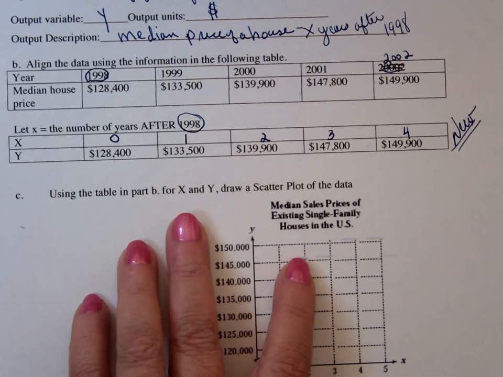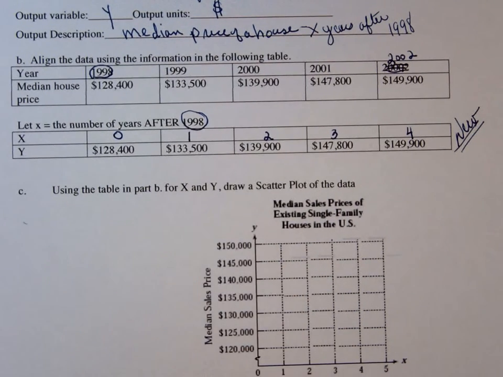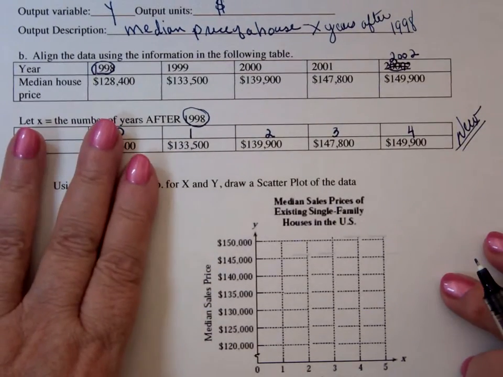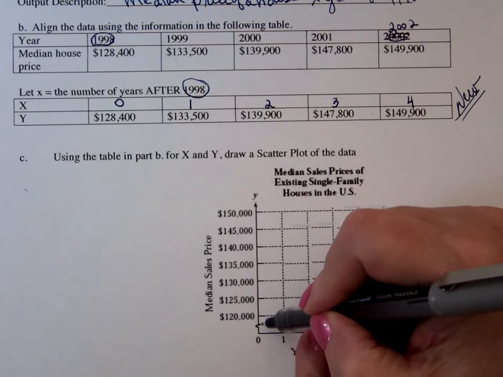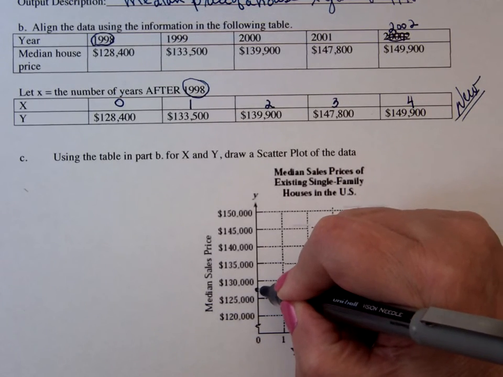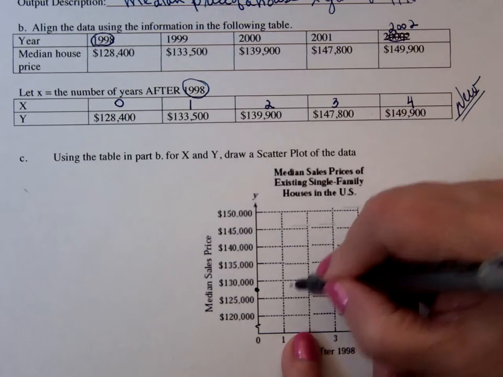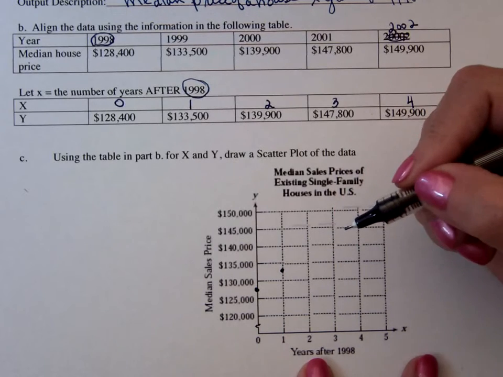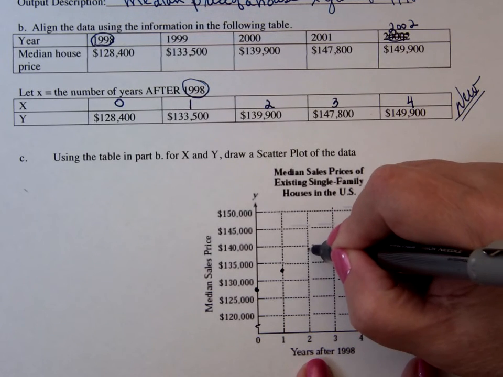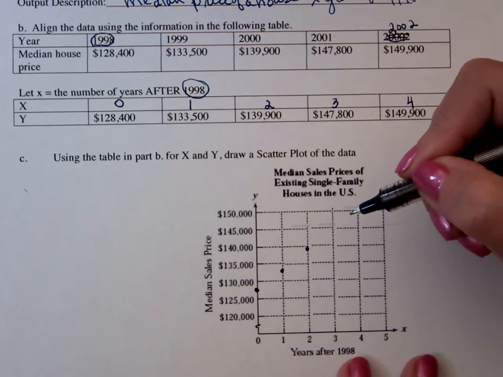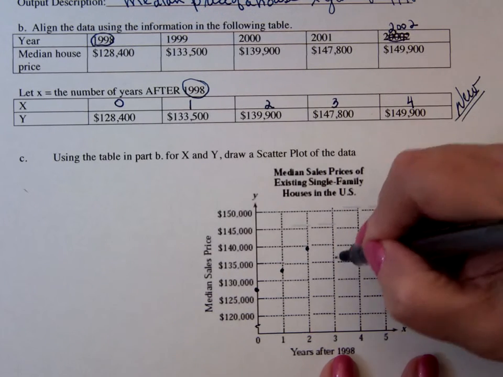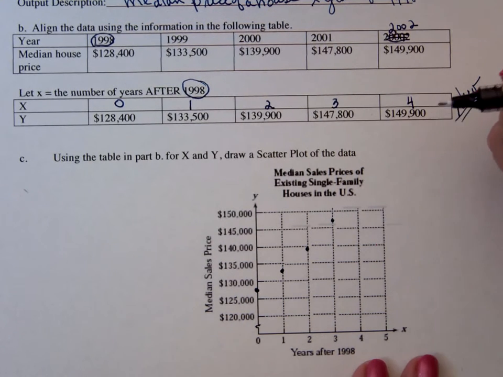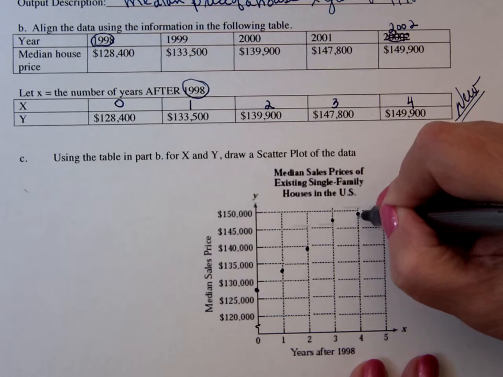Using the table for part B, draw a scatter diagram. A scatter diagram is just a graph of the dots. So at 0, it's about 128.4. At 1, 133.5. Just do a guesstimate. At 2, 139, so it's almost 140. At 3, it is 147.8. And at 4, it's almost 150.